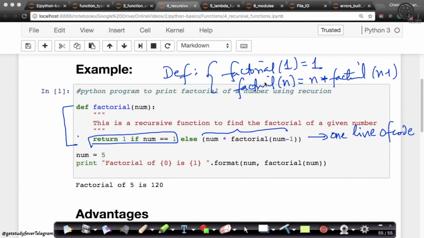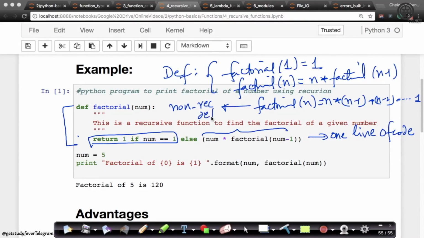Of course, I could have computed factorial using a for loop, but recursion makes it much more elegant, because this is how I think of factorials. This is the recursive definition of a factorial. There is a non-recursive definition of a factorial, which is factorial of n equals n into n minus 1 into n minus 2, and so on and so forth up to 1. I'm using the recursive definition to be able to compute factorials very elegantly. Now, the way I call it is very simple. I just say num equals 5, and I just say factorial of num.